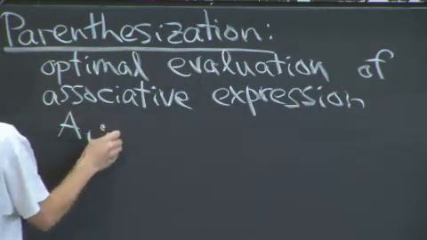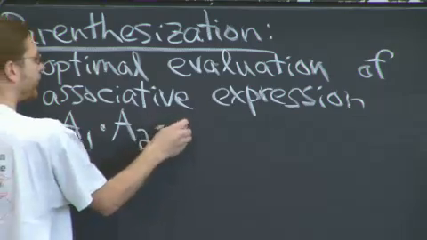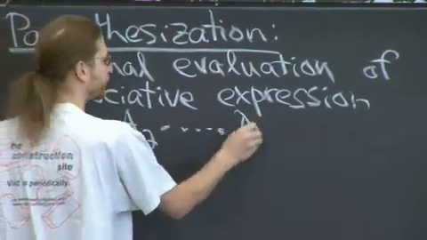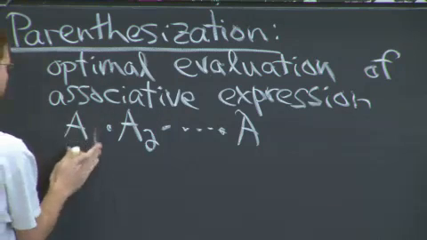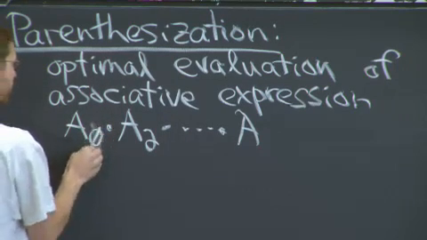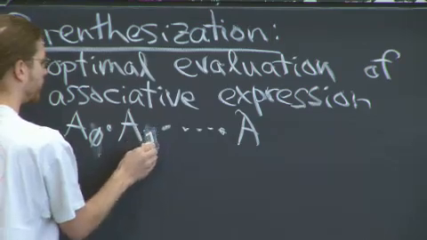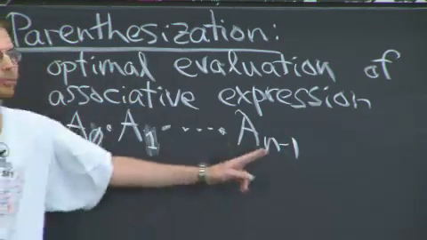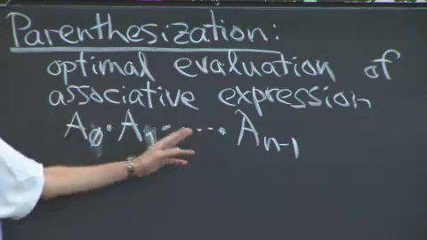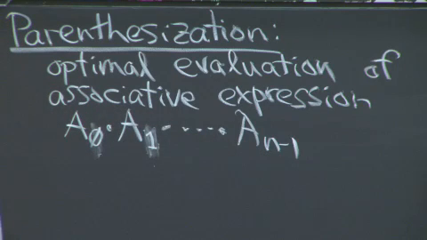So for associative expression, I'm going to think of matrix multiplication. And I probably want to start at 0. So let's say you have n matrices. You want to compute their product. So you remember, matrix multiplication is not commutative. I can't reorder these things.